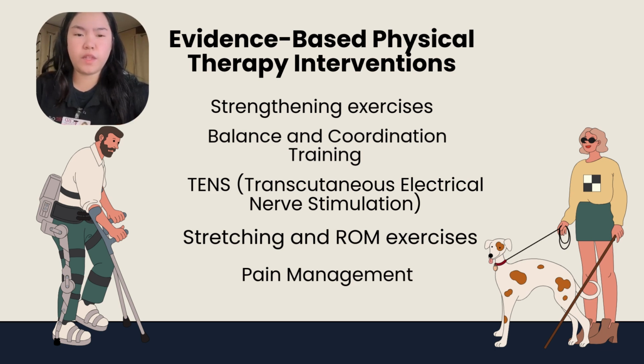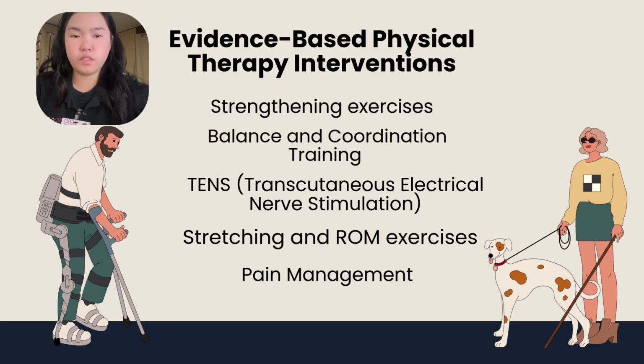And the next one is stretching and range of motion exercises. Stretching has been shown to improve joint mobility and reduce stiffness in patients with diabetic neuropathy, as evidenced by Bello et al., 2019. So regular stretching exercise can help the patient reduce muscle tightness and maintain flexibility. This is essential for preventing joint deformities and contractures, which are common in patients with long-standing neuropathy.